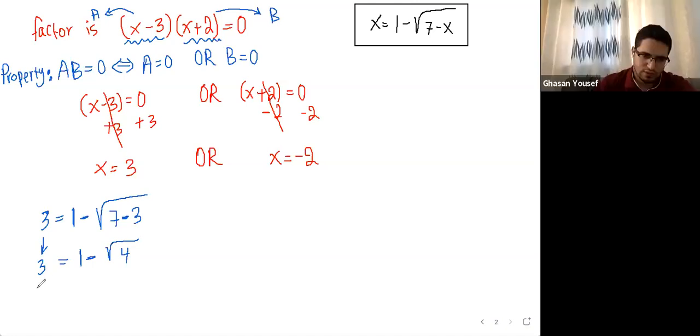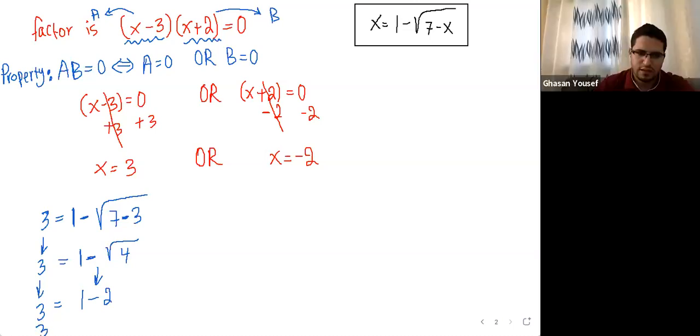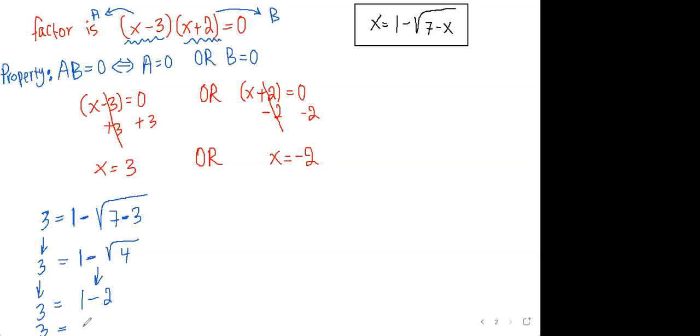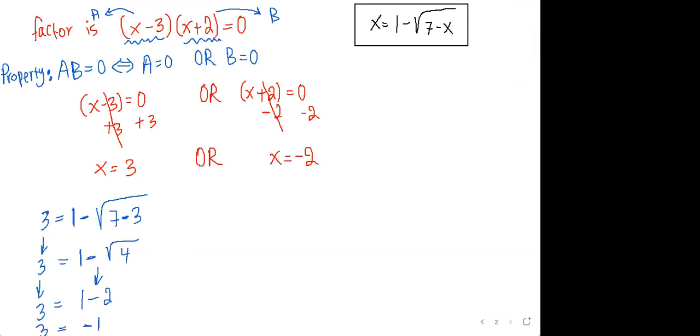Now this goes down again, equals 1 minus, what's the square root of 4? 2. Now I get 3 equals 1 minus 2, which is? -1. It's a false statement. Is 3 equal to -1? No, this is not correct. Here it is not equal.